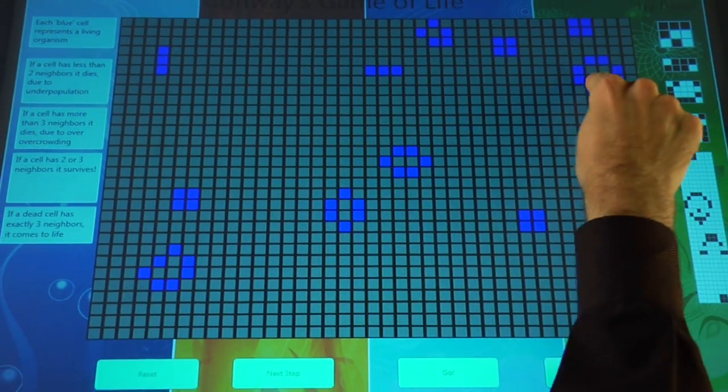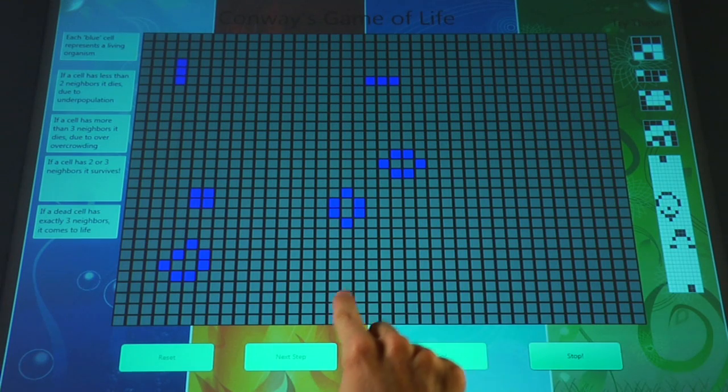And there you have it, Conway's Game of Life on the Microsoft Surface, developed at UNR's Knowledge Center.